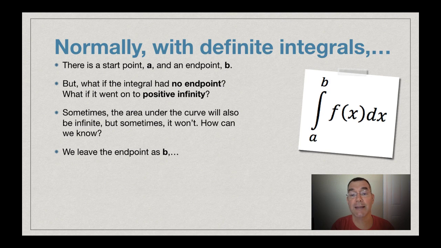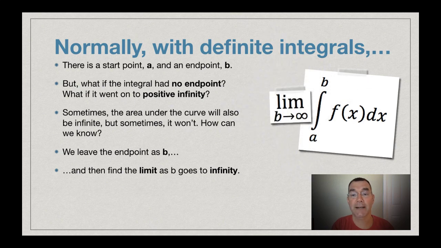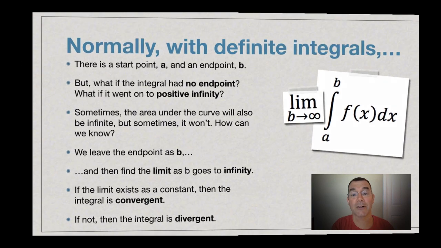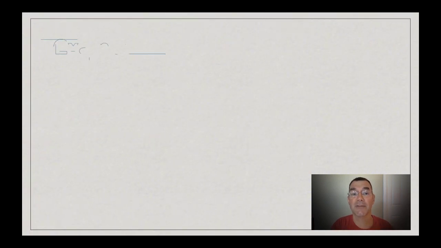Well, what I do is I leave the endpoint as it was, as b, but I find the limit as b goes off to infinity. All right, so if that limit actually exists as a constant, then the integral is convergent, but if not, then the integral is said to be divergent. All right, let's look at a couple of examples to see what we mean.